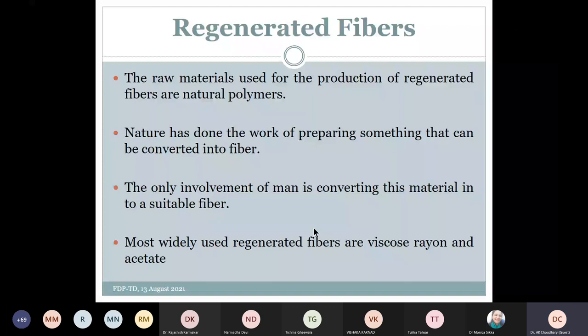We are simply converting higher DP molecules of polymers into a smaller degree of polymerization. So nature has done the work of preparing something that can be converted into fiber. A suitable process is required for converting the wood pulp into fibers. The only involvement of man is converting this material into suitable fiber. The most widely used regenerated fibers are viscose rayon and acetate fibers. So here you can see the viscose rayon.